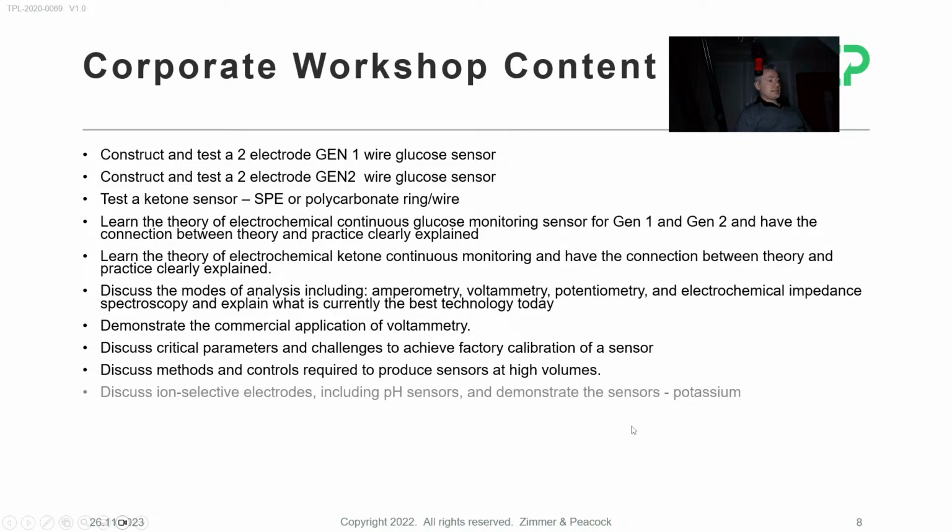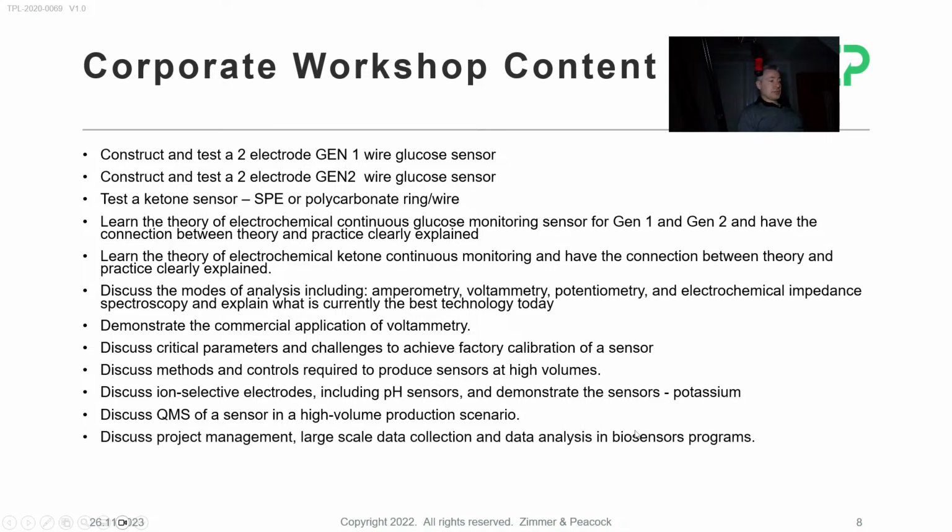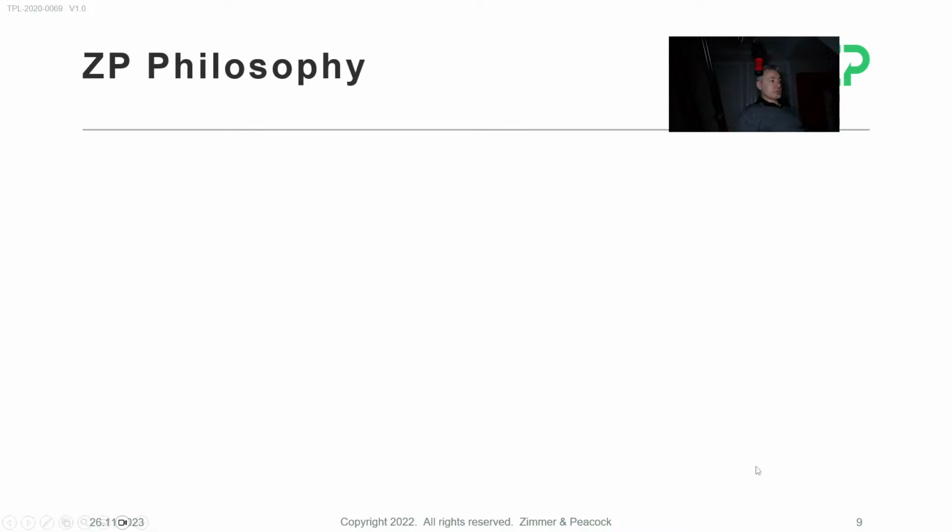How to produce sensors at high volume, discuss ion selective electrodes, discuss QMS in high volume production scenarios, and discuss project management, because obviously at ZP, I really think it's just program management, because we don't do projects, we do programs over several years in order to get people to market.